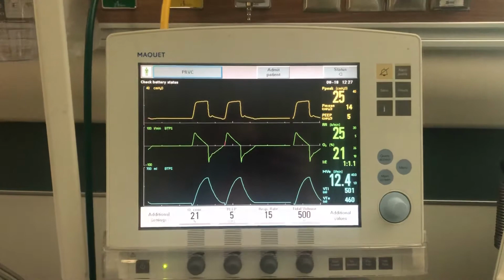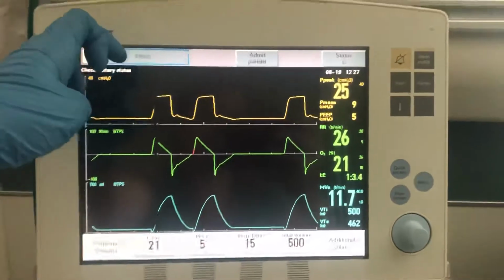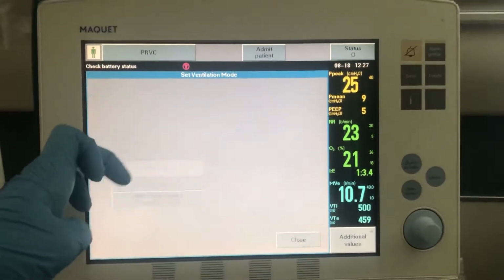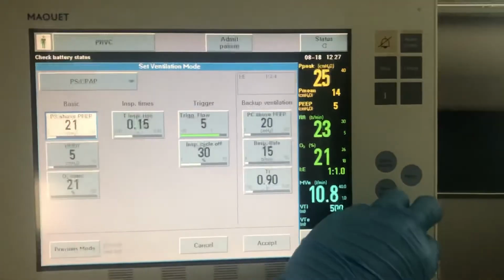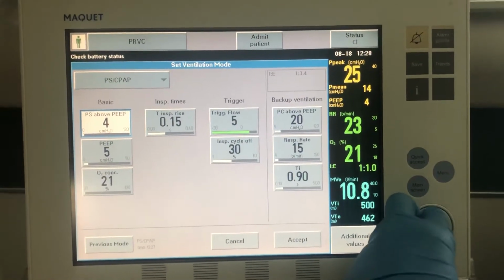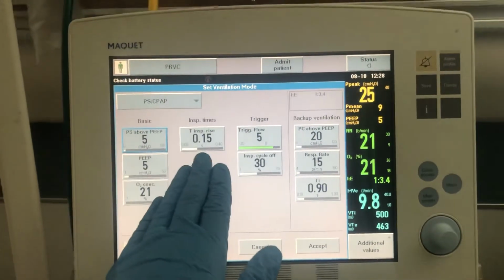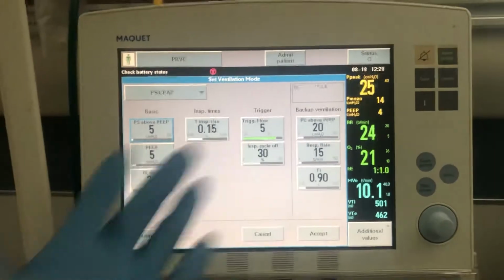What we will do right now is go ahead and change to a pressure support mode of ventilation, and that will be a pressure support of 5 and a PEEP of 5 and 21%. The rise time can stay the same. The trigger flow can stay the same.